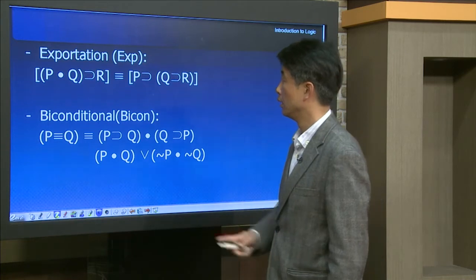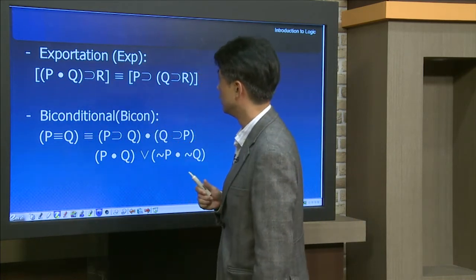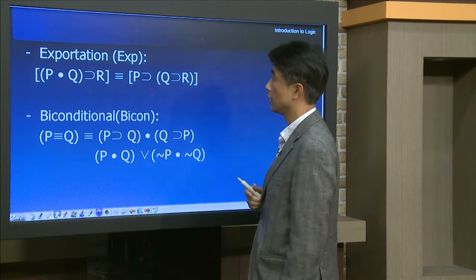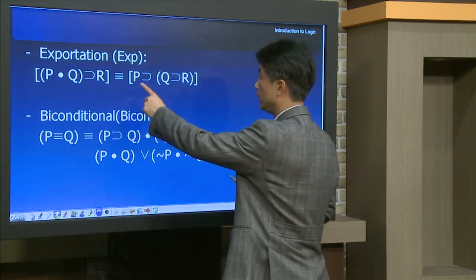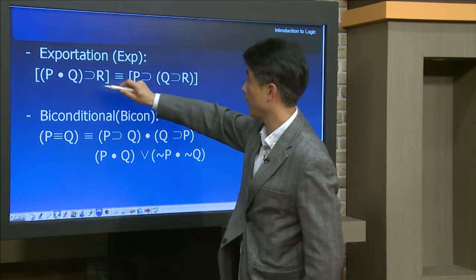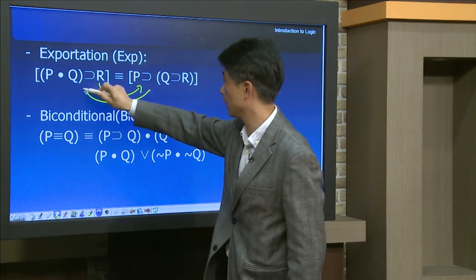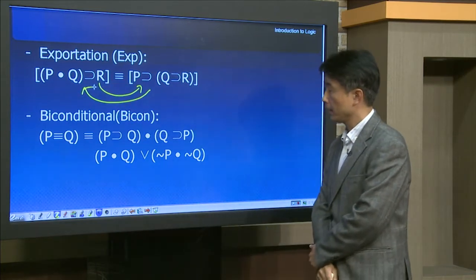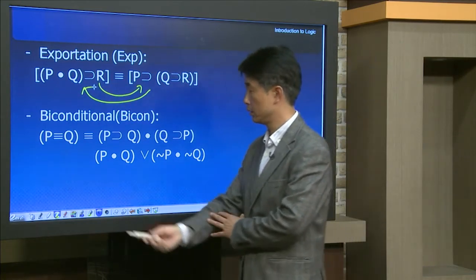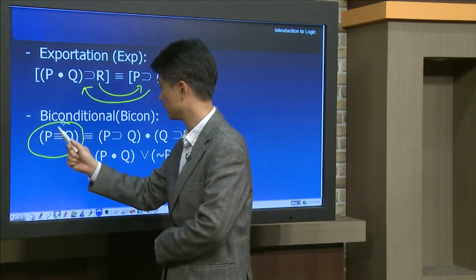Exportation says P dot Q then R is logically equivalent to P then Q then R. So when you have that, you can derive this. When you have that, you can derive that. The biconditional rule tells about this biconditional sentence.